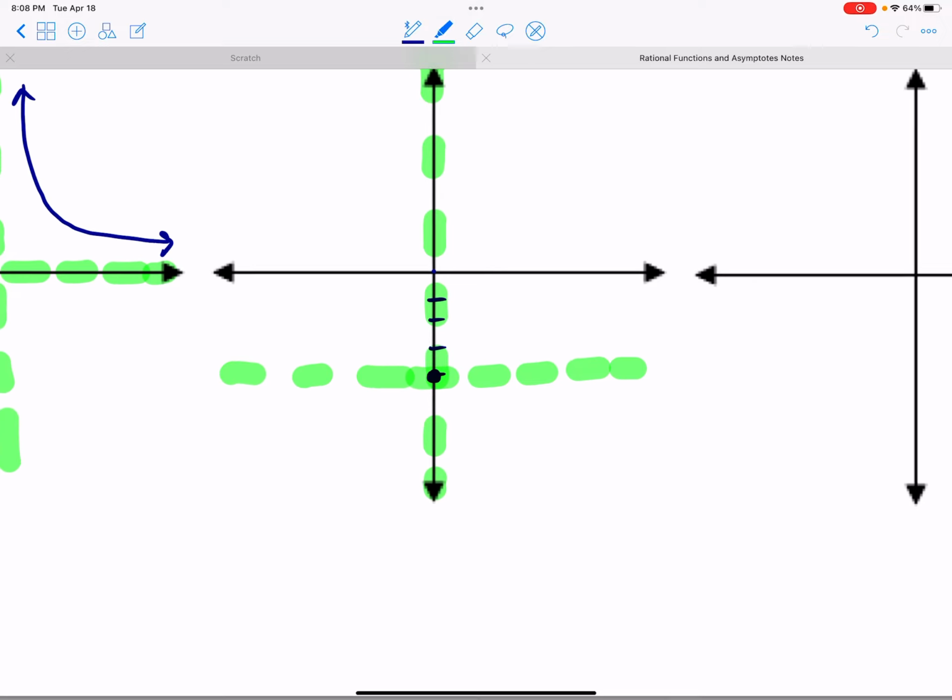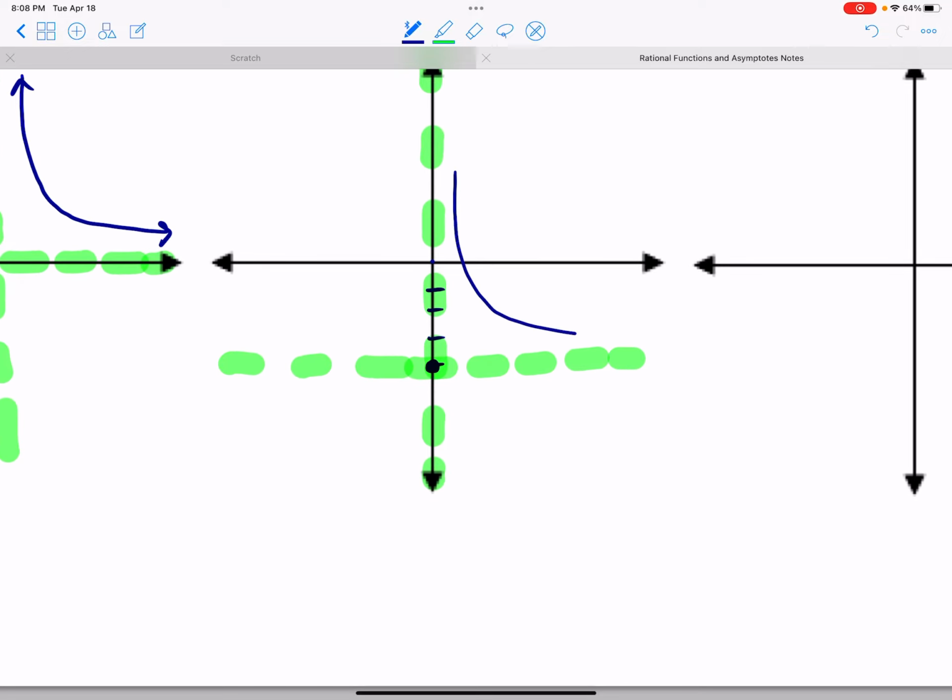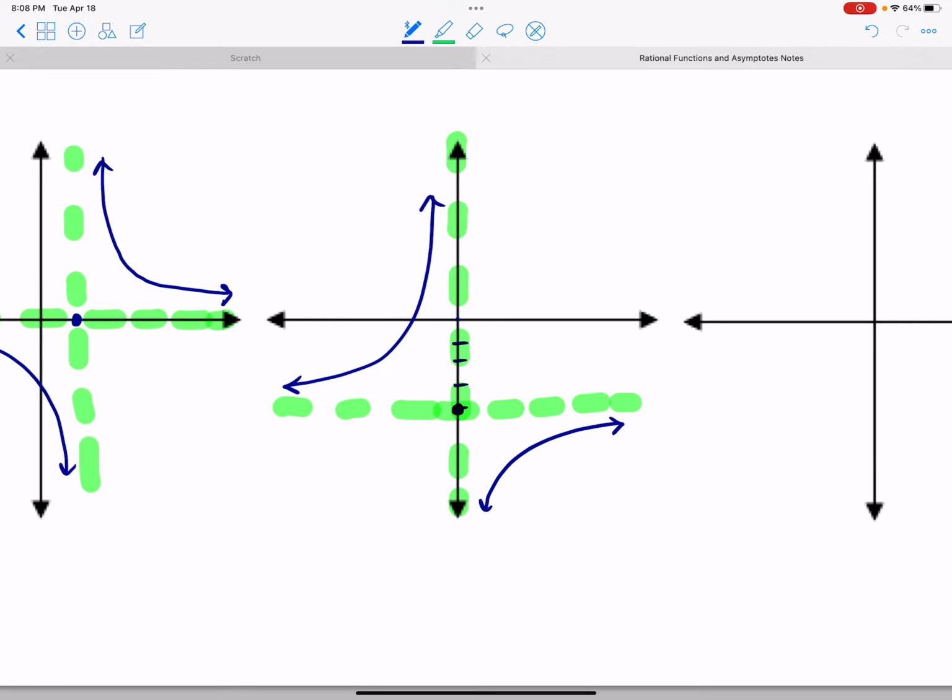And again, normally my branches would be here and here, but if I reflect over the y-axis, I've got to go here and here with them. So technically, a reflection over the x or y has the same impact on these branches. They end up in the opposite quadrant. So instead of 1 and 3, we end up at 2 and 4. So that would be a reasonable sketch of this graph.